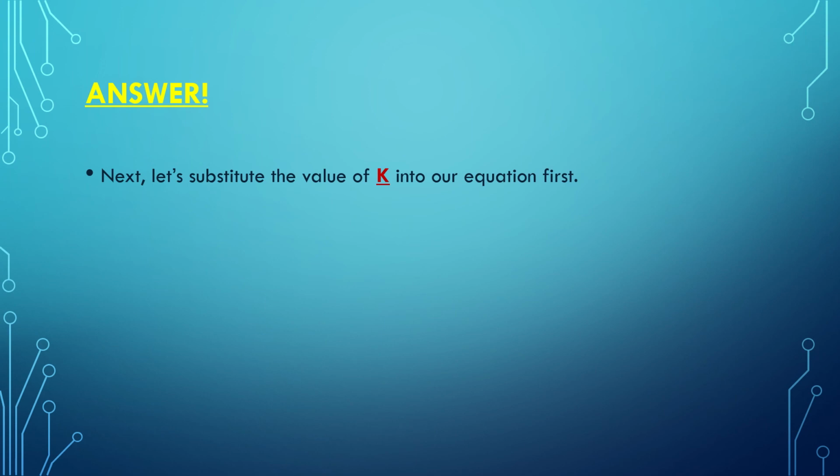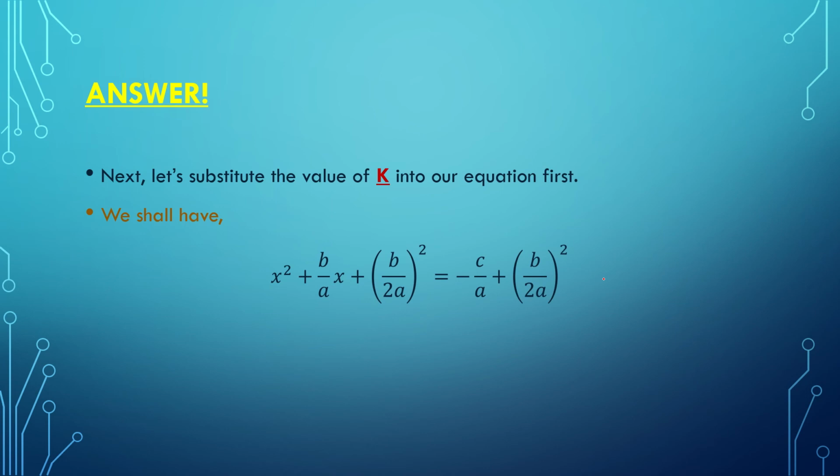Next, let's substitute the value of k into our equation first. So if we substitute, we shall have the following: x squared plus b over a x plus b over 2a squared is equal to negative c over a, and we had k on the right hand side, which is b over 2a squared. That's what we have up to that point. Notice we assumed the right hand side to be a perfect square, so let's prove it to be so. This is the part that we assumed to be a perfect square. Let's prove if we got it right with our assumption.